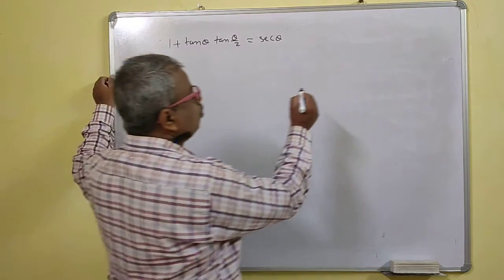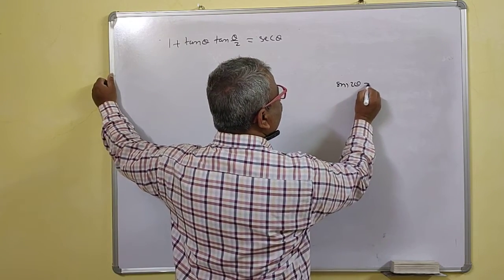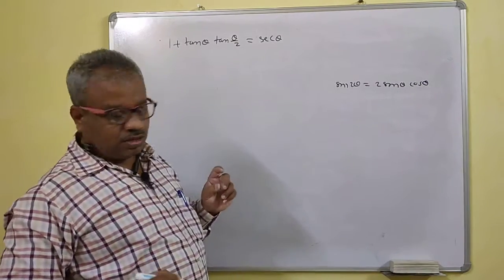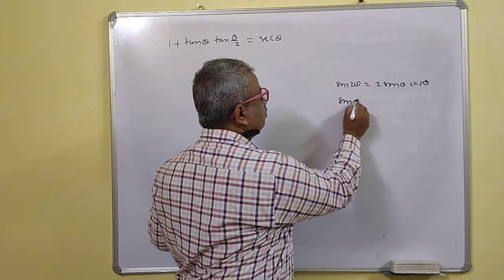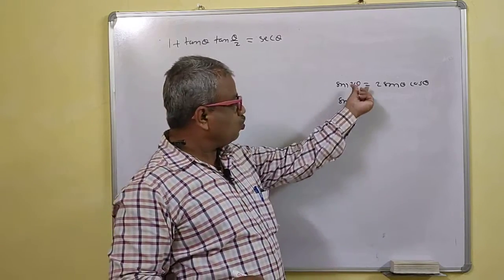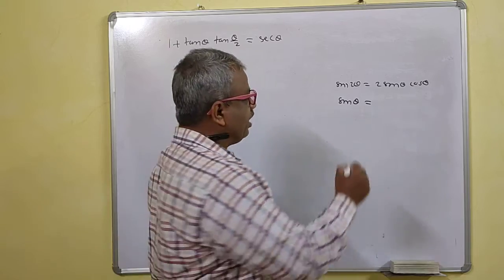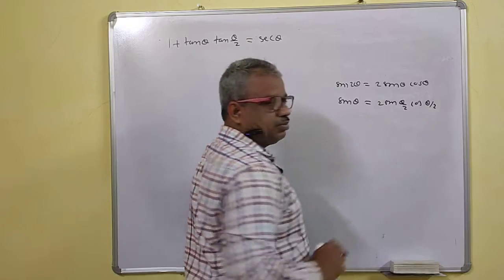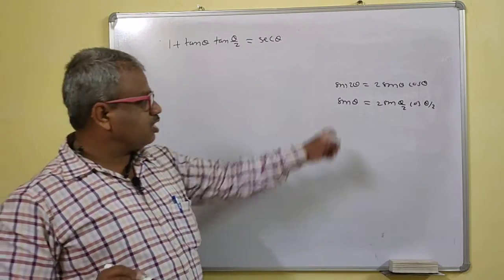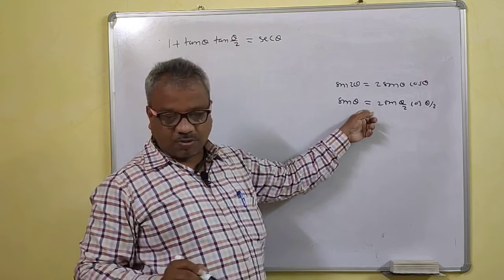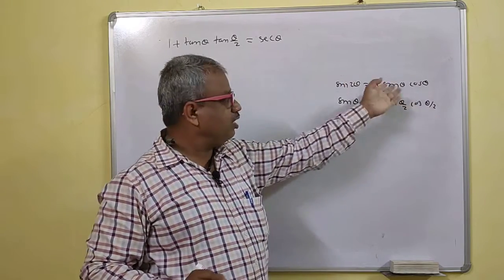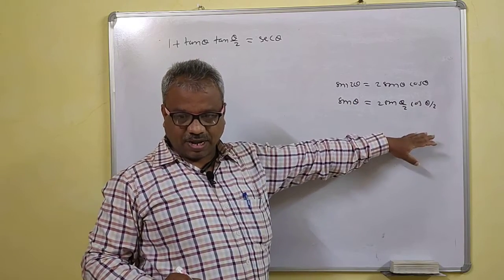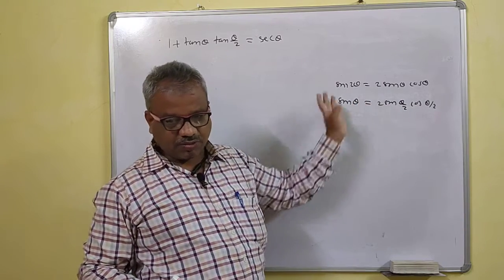Now see, the formula for sin 2 theta is 2 sin theta cos theta. So if you want to write sin theta, this is 2 theta and this is theta, so I can write sin theta is equal to 2 sin theta by 2 cos theta by 2. This is the formula for sin 2 theta. Here the angle is single angle, and this is half angle, and we are taking half.